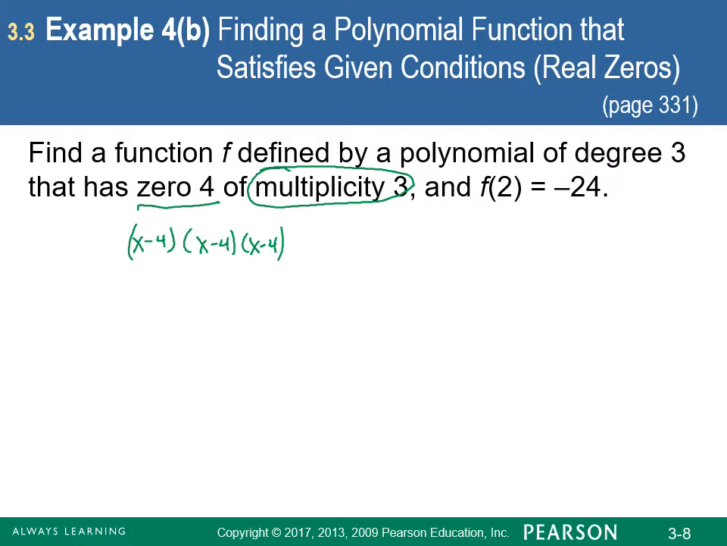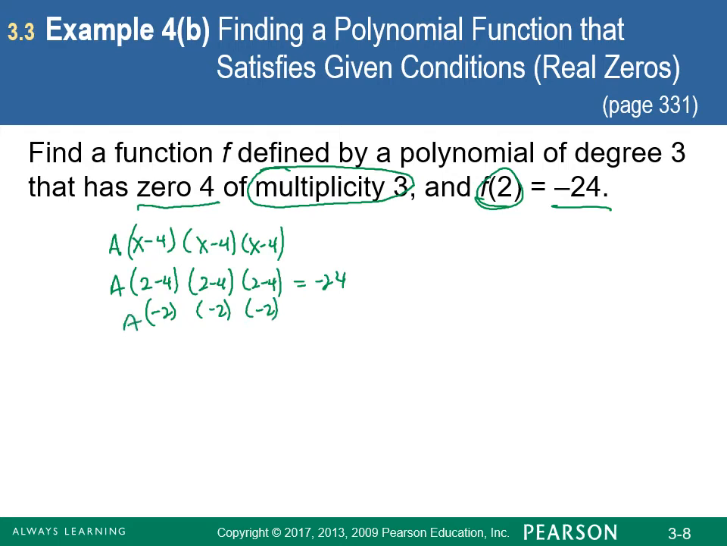And like the previous one, we're going to assume that there may be some number here. And we're told that if we use a 2 in place of x, we get negative 24 as our answer. So let's use a 2 in place of x and figure out what a is. So that's negative 2, negative 2, negative 2, which comes out to be negative 8.